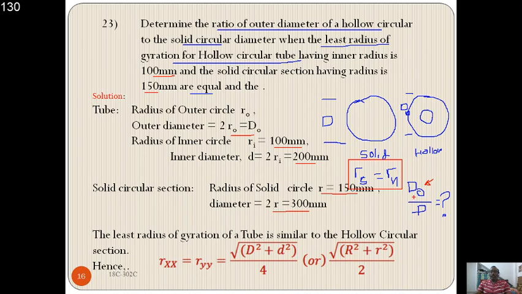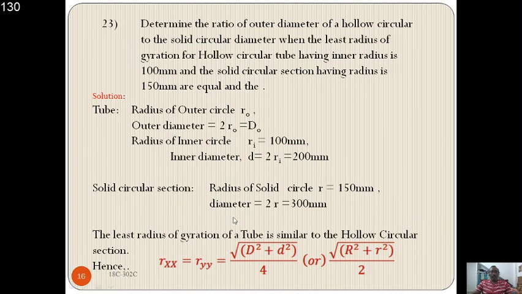In order to find the D naught value, he has given the condition that the least radius of gyration for the solid circular section and the hollow circular section are equal. That is the condition given to find the D naught value. So let us determine the radius of gyration of the solid circular section and hollow circular section, then equate them to get the outer diameter, and thereafter obtain the ratio.